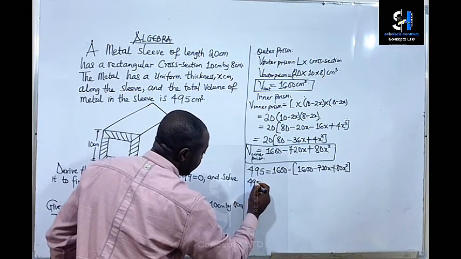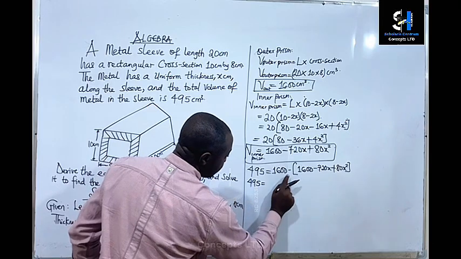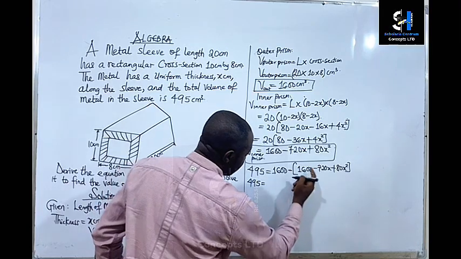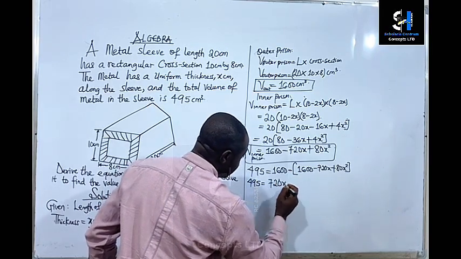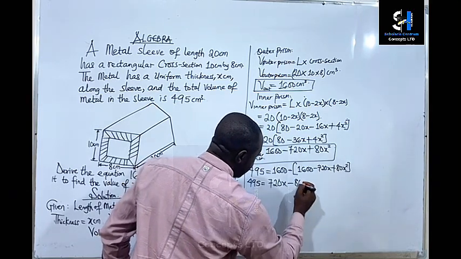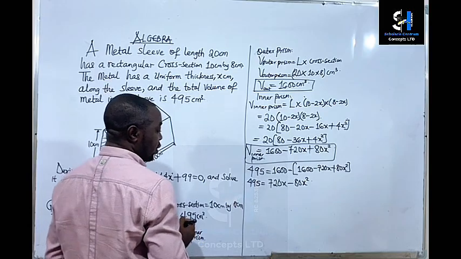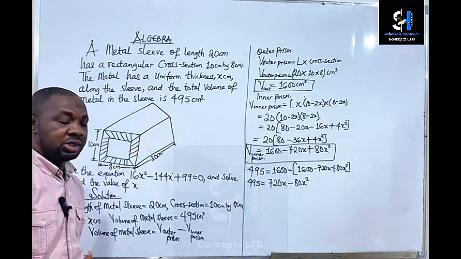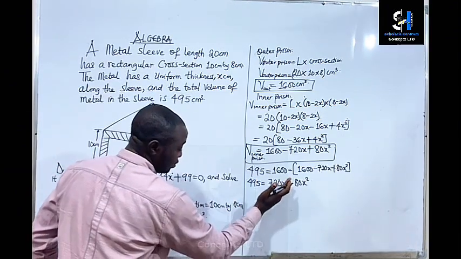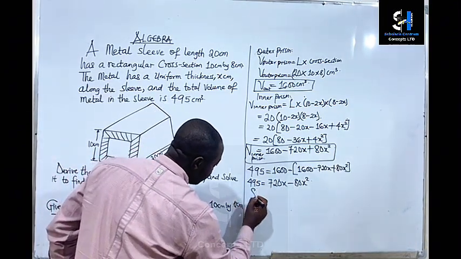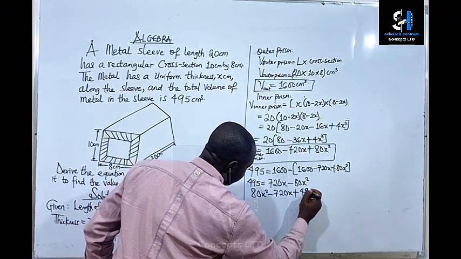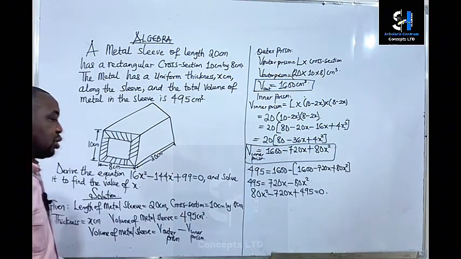So this will be 495 equals, now in this case, 1600 minus 1600, that will be 0. Minus times minus, that will be plus. So this will be 720x. Then minus multiplied by plus, that will be minus, and this will be 80x squared. All right, so now let's write this in standard form. That is the standard quadratic equation. So I'm going to move everything on the right hand side to the left hand side. So this becomes 80x squared minus 720x plus 495 equals 0.